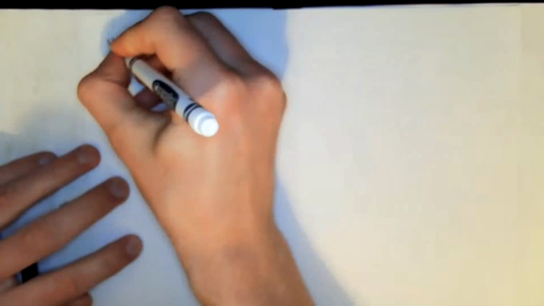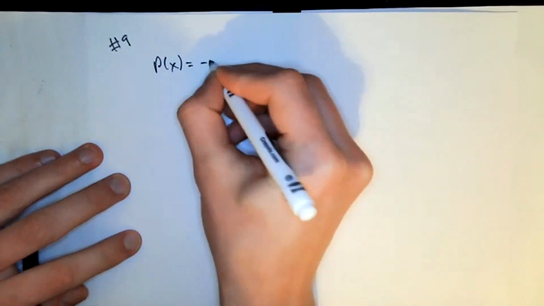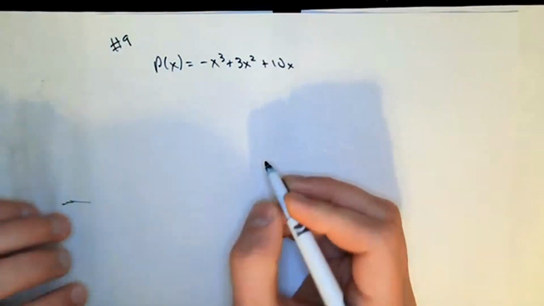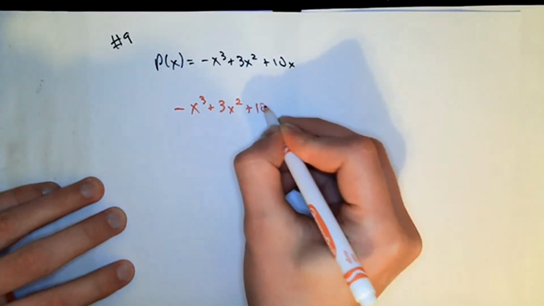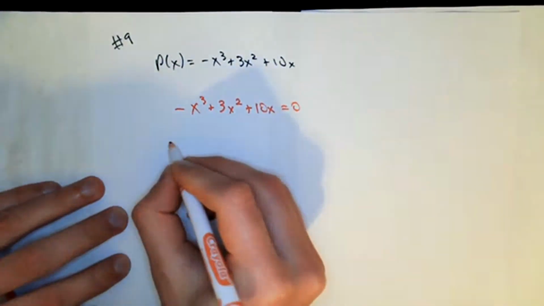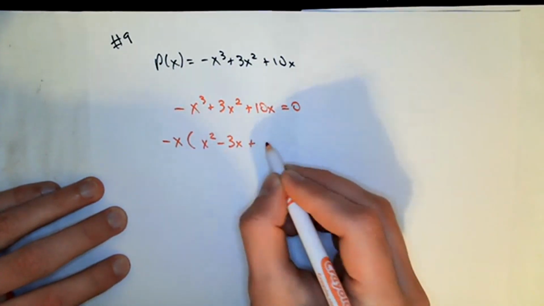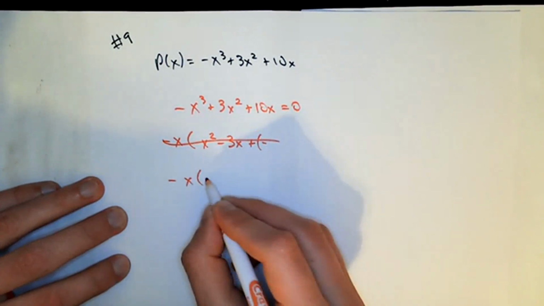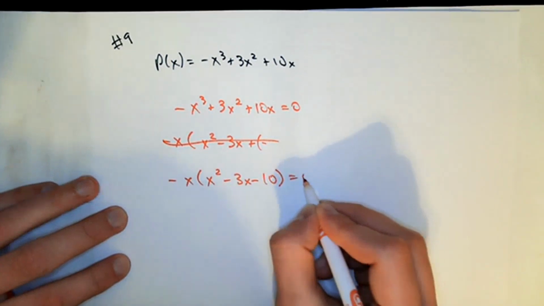I'll go ahead and solve number 9. Number 9, I have p of x equals negative x cubed plus 3x squared plus 10x. They want all of the x-intercepts, so I'm going to take this thing, set it equal to 0, and solve for x. I can pull a negative x off, leaving me with x squared minus 3x minus 10. Pull a negative x off, x squared minus 3x minus 10.